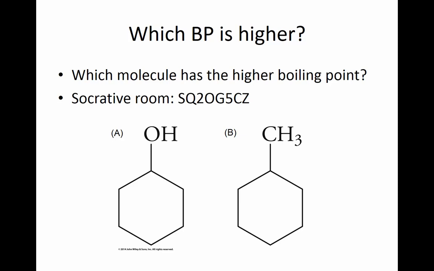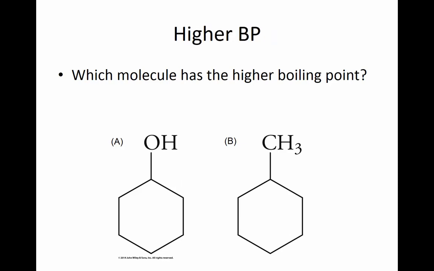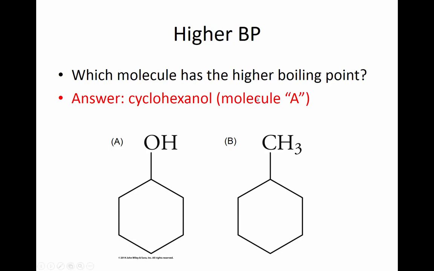And one of the hallmarks, and this is what makes water so interesting, with all those hydrogen bonds, it has a fairly high boiling point for what it is. So one could imagine that with the ability to make hydrogen bonds and to act as a hydrogen bond donor or acceptor, maybe molecule A, cyclohexanol, has the higher boiling point. And let's see which one it is. Indeed, it is the cyclohexanol, molecule A.